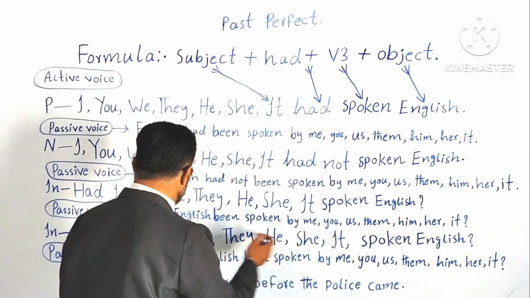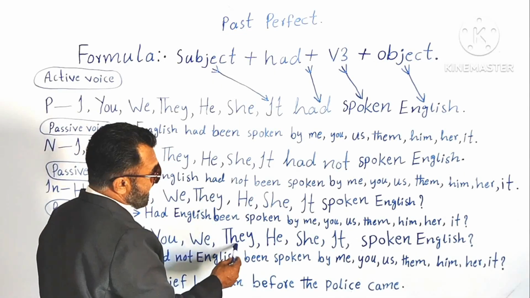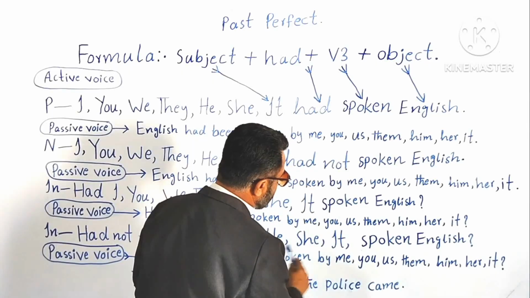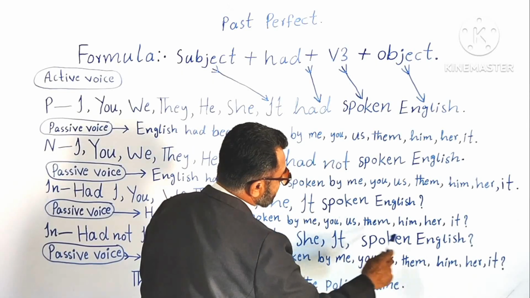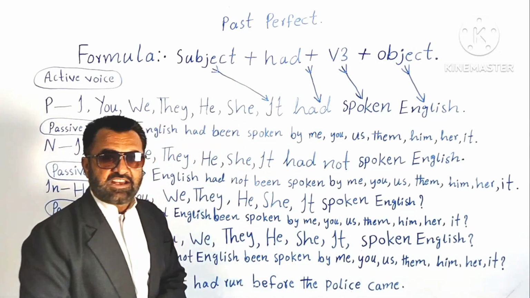Hadn't I spoken English? Hadn't you spoken English? Hadn't we spoken English? Hadn't they spoken English? Hadn't he spoken English? Hadn't she spoken English? Hadn't it spoken English? Hadn't Ali spoken English?